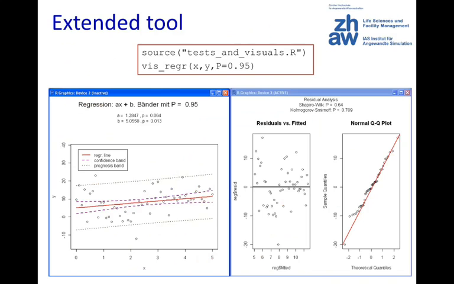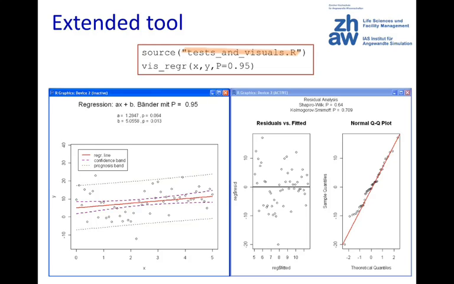Now, we are not really satisfied with what R does by default. That's why there is a library from IAS, which we programmed to visualize some important quantities in regression. This library is tests and visuals.r. It contains many more things, for example, also the analysis of variance, clustering with the letters. So feel free to play with this toolbox.